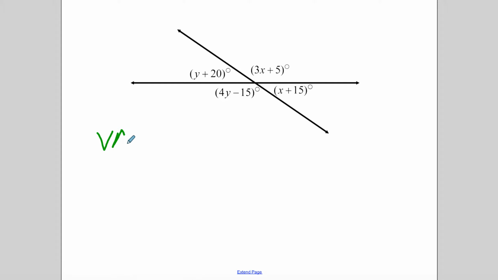Because VAC, vertical angles are congruent. And we know that linear pairs add to 180. I'll just write LP.